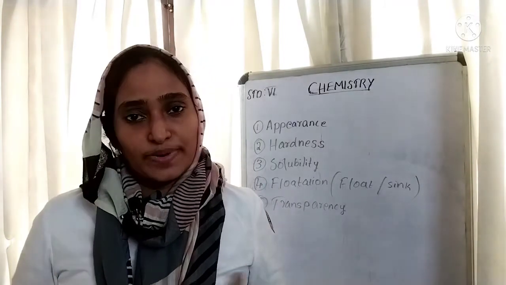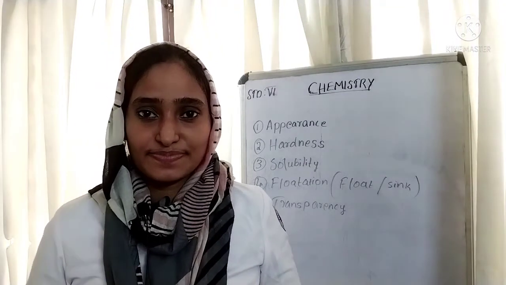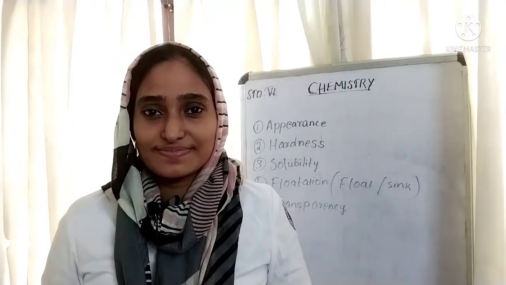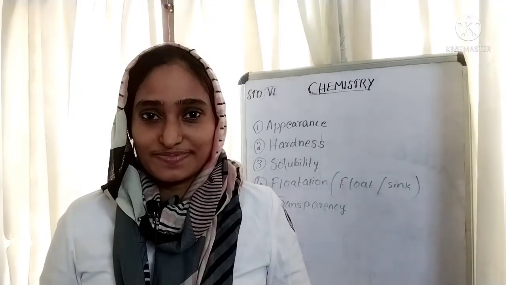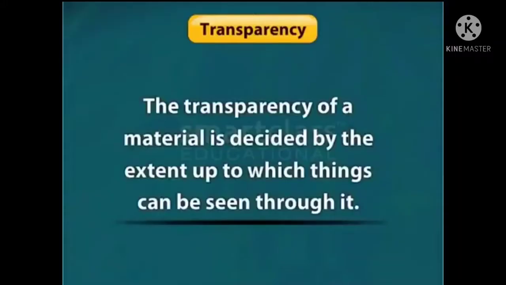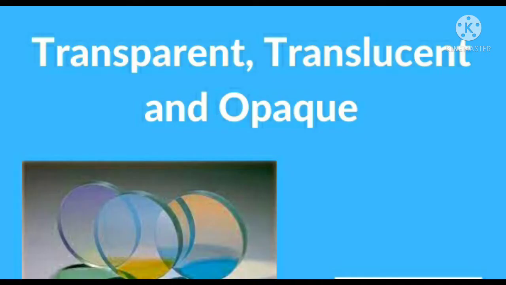Moving on to the next property, that is transparency. Children, can we see through all the materials? No. Let us discuss the property of transparency. The transparency of a material is decided by the extent up to which things can be seen through it. Materials are divided into transparent material, translucent material and opaque material on the basis of transparency.